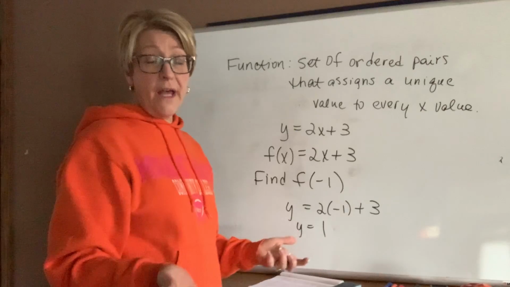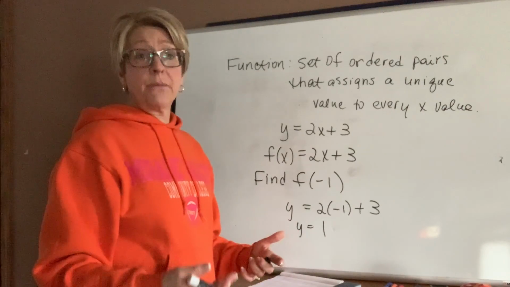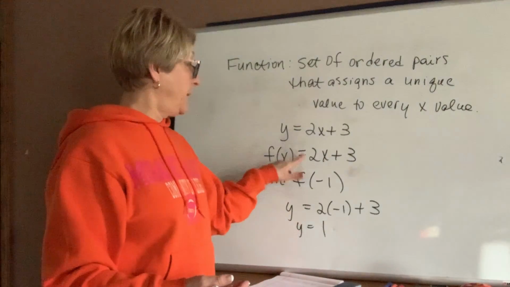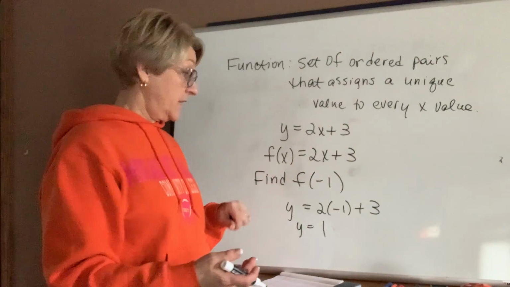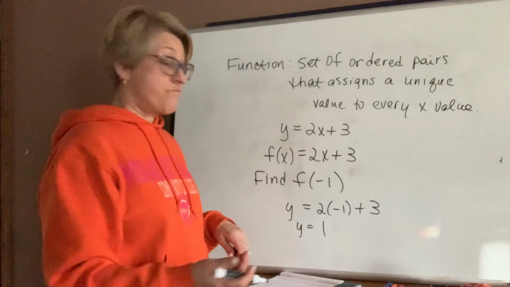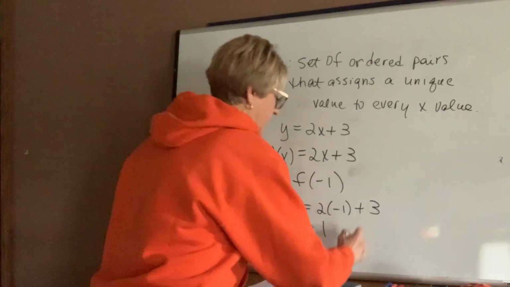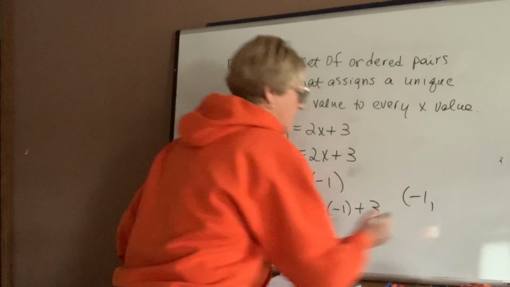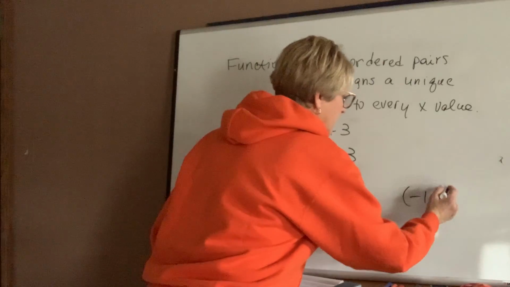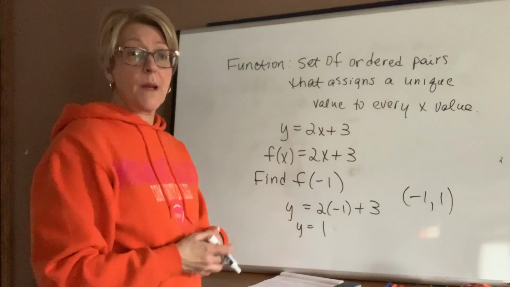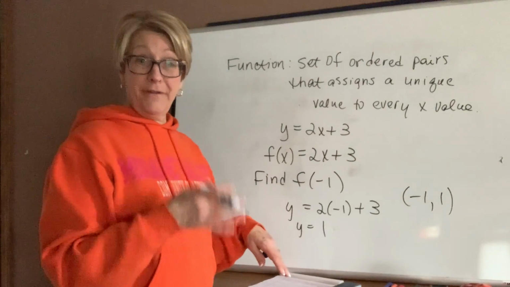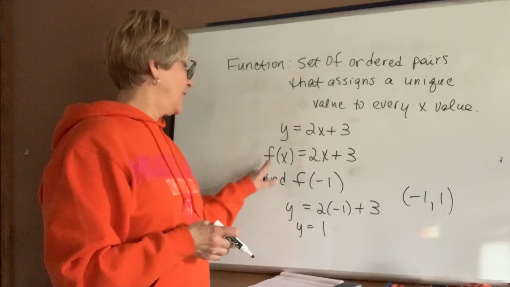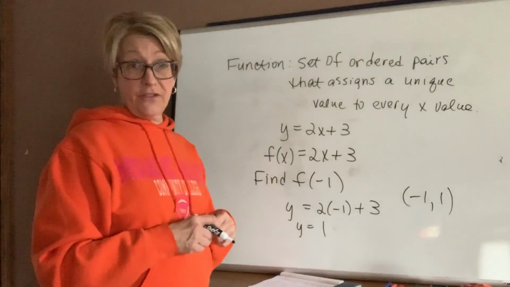What does that even represent? That represents a point that would be on this line. So let's show it as a point. When x is -1, y is 1. Okay? Let's just, for the heck of it, review quickly graphing this linear equation.